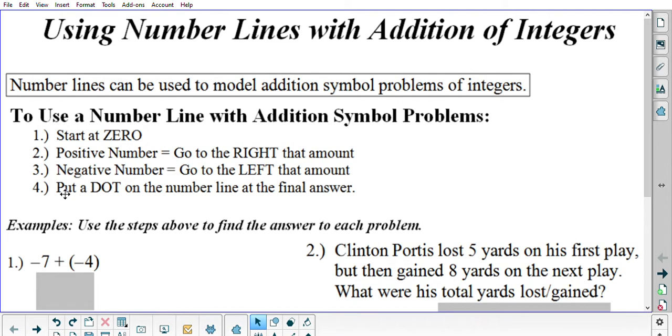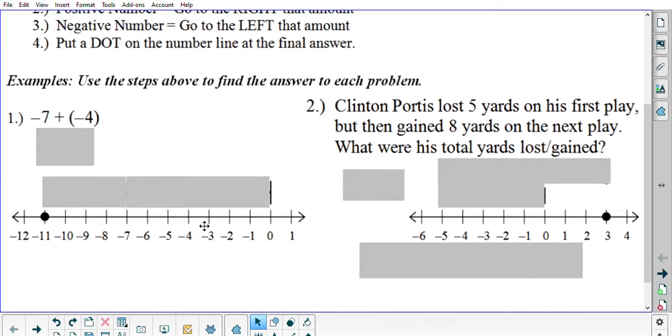Then the fourth thing, we're going to put a dot on the number line at wherever we end up after we've gone to the right or left, or maybe right twice or left twice, or whatever we have to do for the numbers in the problem. Once we're done, we will figure out where we are and put a dot on the number line at that final answer. Examples: use the steps above, these 4 steps, these rules, to find the answer to each problem. Now, I already know that numbers 1 and 2 are already done for you on your guided notes. I know, but I want to talk you through how they actually work.